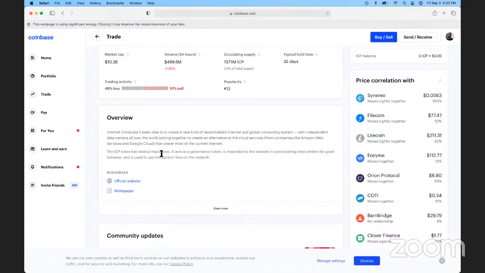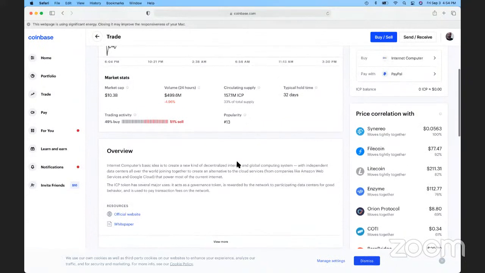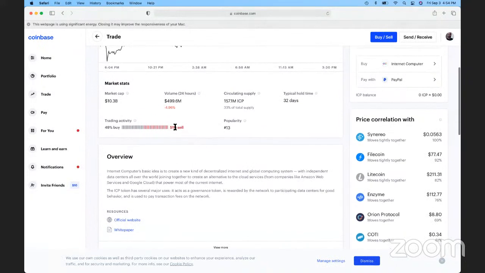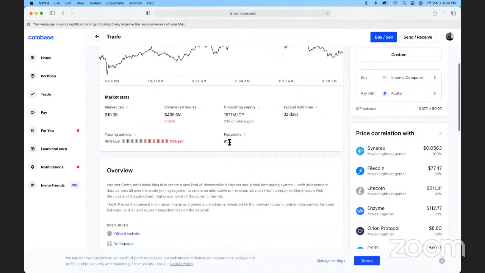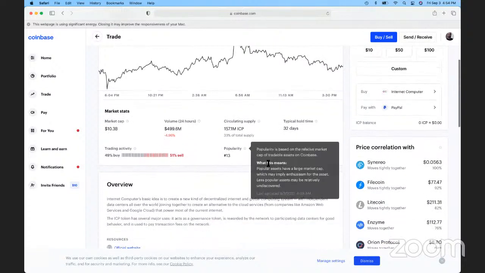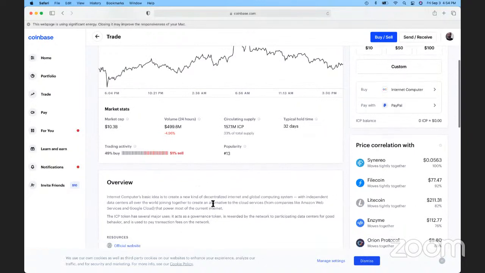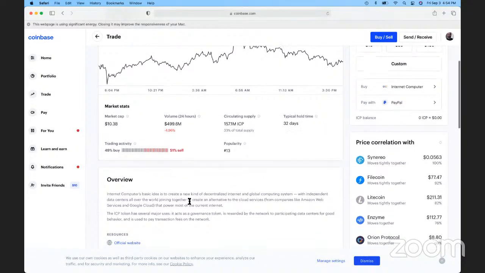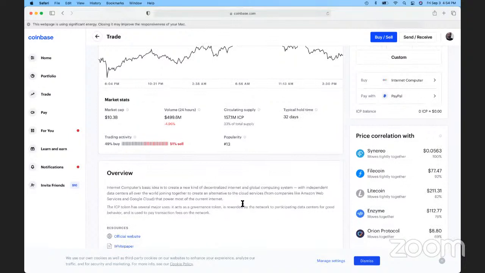The ICP token has several major uses. It acts as a governance token, is rewarded by the network for good behavior, and is used to pay transaction fees on the network. Okay, so this is quite unique. Right now there are more sellers than buyers, so it's small, about 50-50. It's quite popular, and 32 days is the typical holding time. Market cap is good, $10 billion. Okay, this is intriguing, especially because of what it offers, an alternative to clouds. That is significant. All right, so we like that.